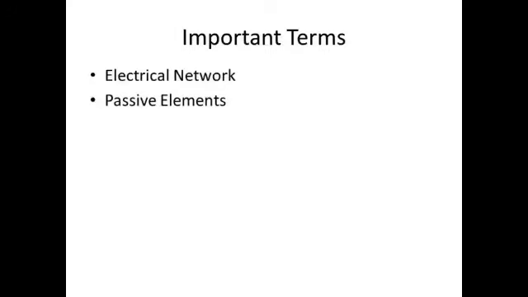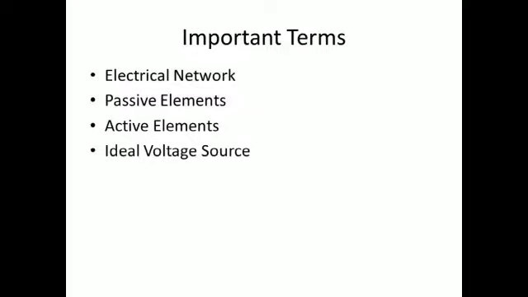Passive elements, elements which are not fundamental sources of power, are called passive elements. Example, resistances, capacitances and inductances. Active elements, elements which feed power into the given circuits, are called active elements. These are of two types, namely voltage source and current source.